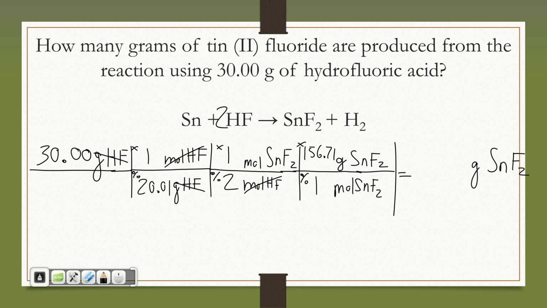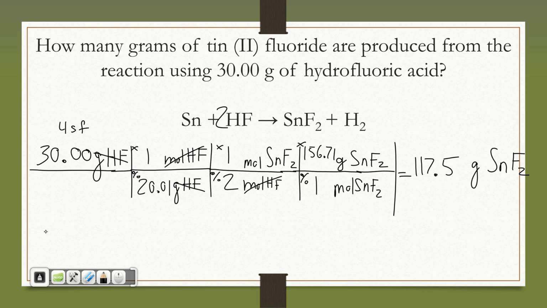So 30.00 times 156.71 divided by 20.01 divided by 2. I get 117.4737. I have 4 sig figs here, which is unique. So I need to do 117.5 grams. And that is a mass to mass conversion.